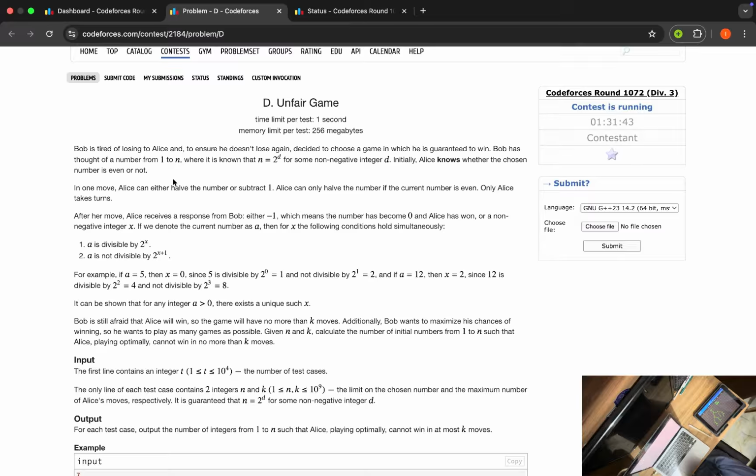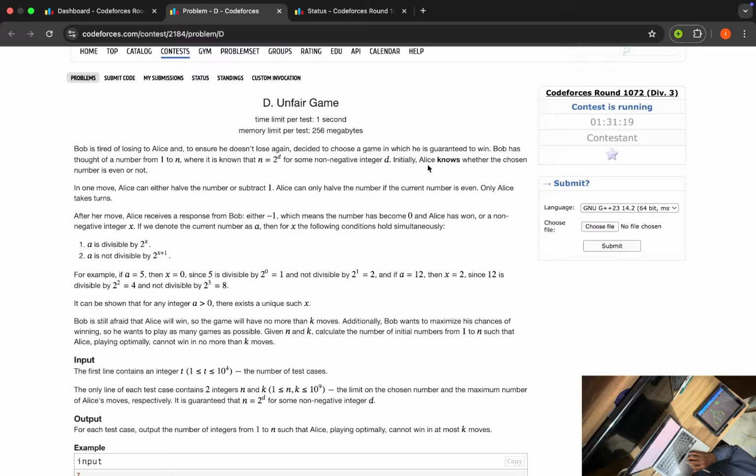Bob is tired of losing to Alice. Okay, Bob has thought of a number from 1 to n, known that n equals 2 to the power d, for some non-negative integer d. Initially Alice knows whether the chosen number is even or not.